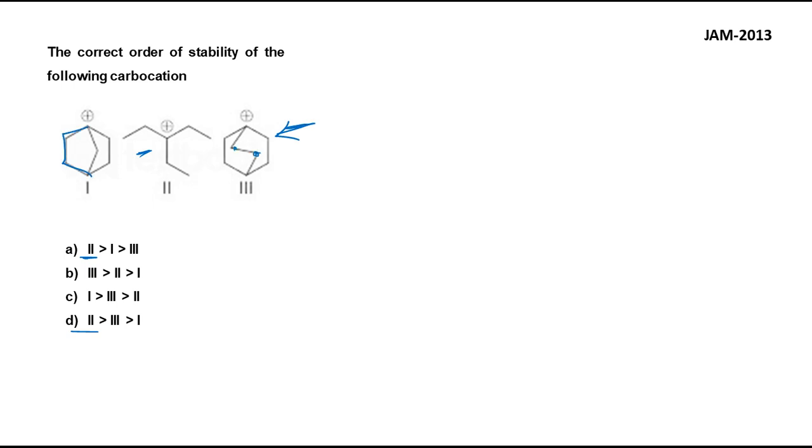This part is common, right? But if you see this part, here you have only 1 carbon, here you have 2 carbons, so more flexibility is possible. So it cannot achieve planarity, but it can be close to planarity. So that is why first 2, then 3 and then 1. This should be the correct order of stability, that is option D. Okay.